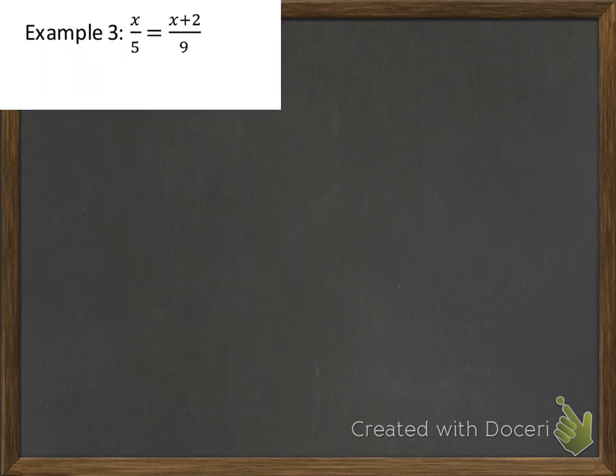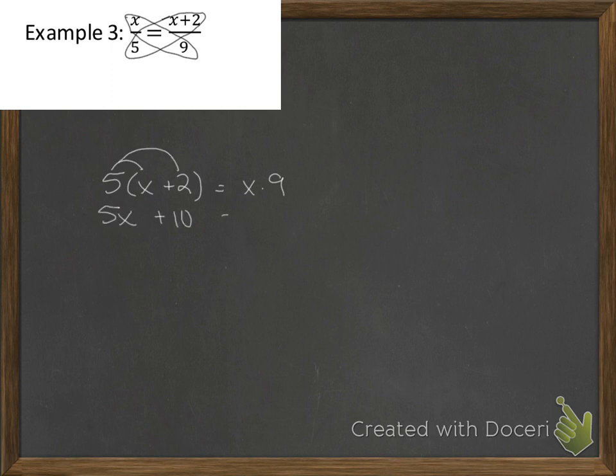Let's do another example. Again, we're going to cross multiply and solve. So we have 5 times the quantity x plus 2 equals x times 9. Make sure you use parentheses to group x plus 2 together. So we have 5 times the quantity x plus 2 is equal to x times 9. We need to distribute here, so we get 5x plus 10 is equal to 9x.